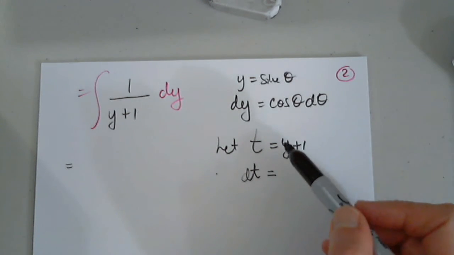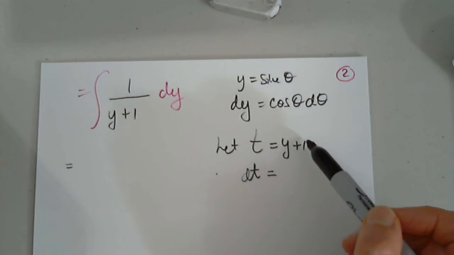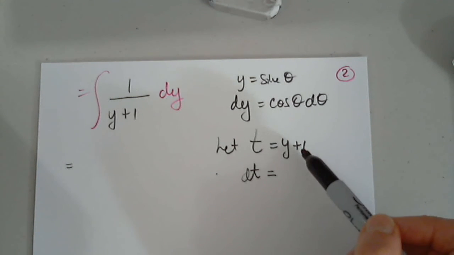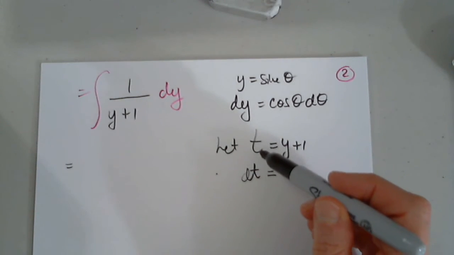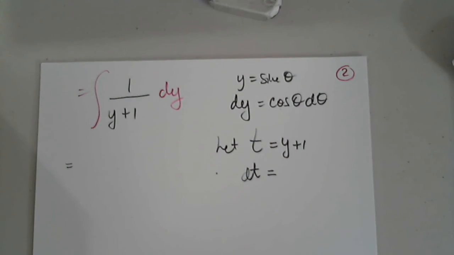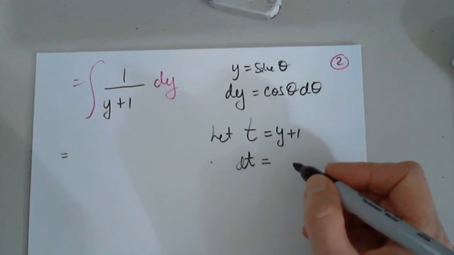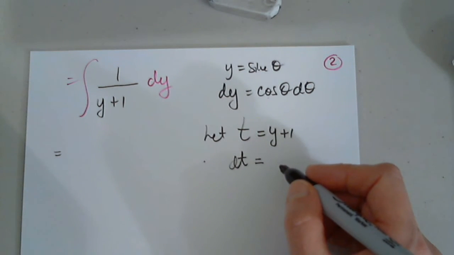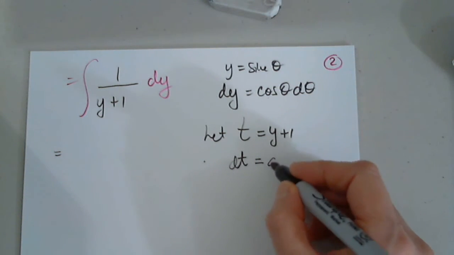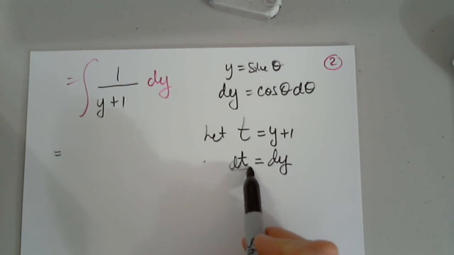What is the differential of t? T is a function, y plus 1, it's a function of y. And now I want to determine the differential of t. What will I write? 1 times dy. Very good. It's the differential, it's not the derivative, right?